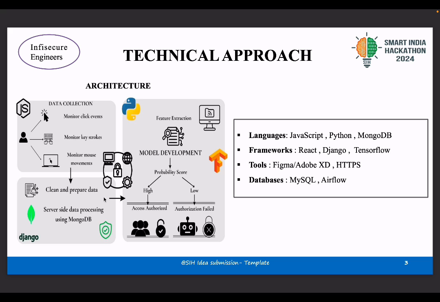The next step is the most important, crucial and vital step. Feature extraction will happen as part of the model development. By using ML techniques, we will be feeding the ML model, and then we will have a probability score. The probability score will have two cases: either it may be high or it may be low. If it is high, that is a human user, and access will be authorized. If the probability score is low, it is considered a bot, and the authorization fails.